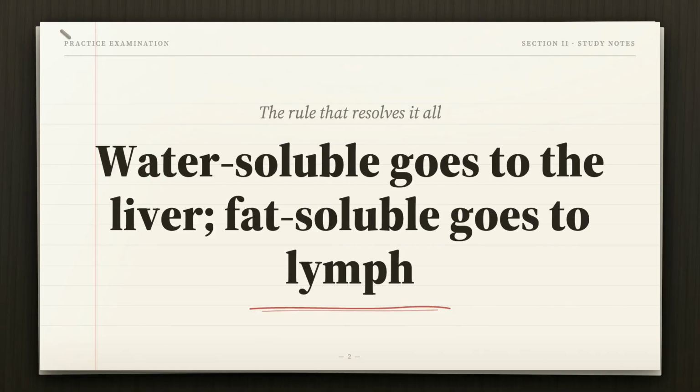When fat absorption fails, steatorrhea and fat-soluble vitamin deficiencies make the mechanism visible. Once you fix the split in mind, water-soluble products get screened by the liver, fat-soluble products bypass it, and most absorption questions resolve without further reasoning.